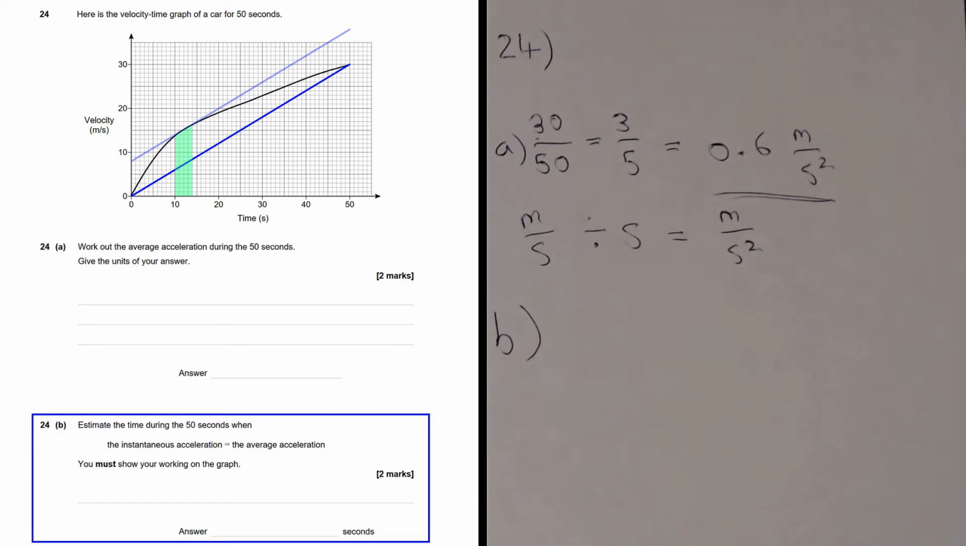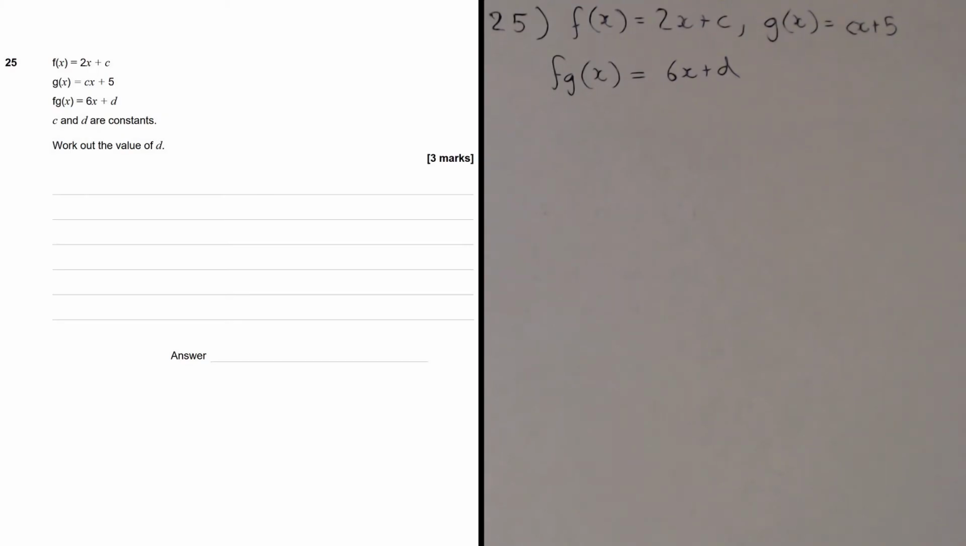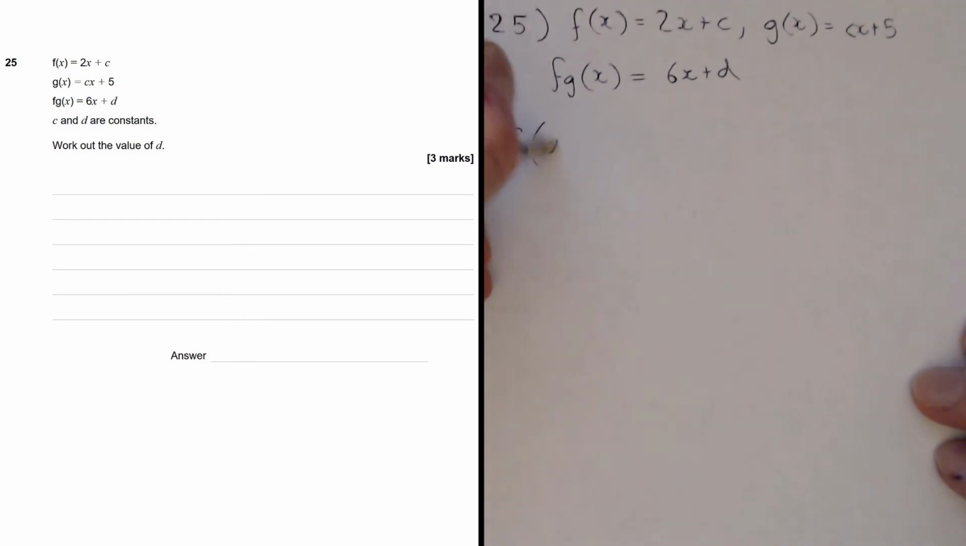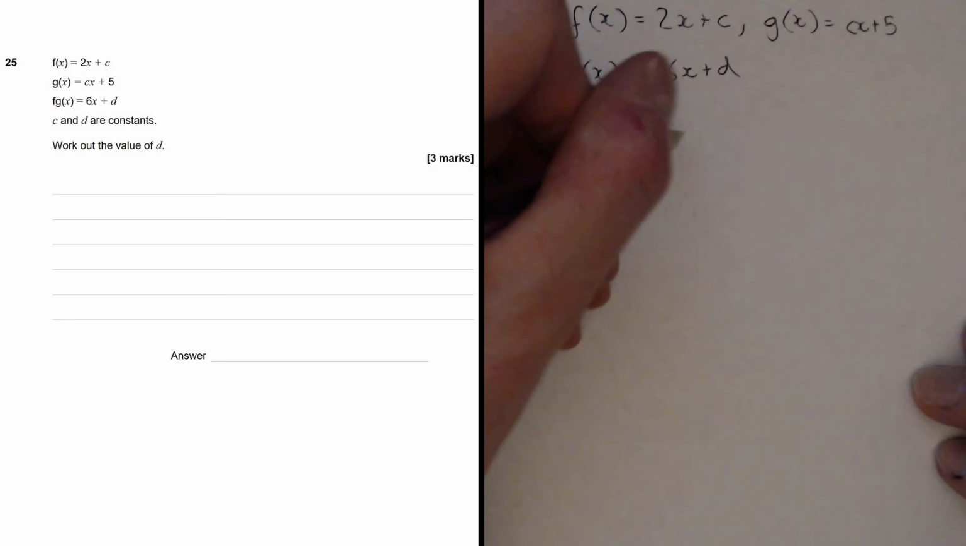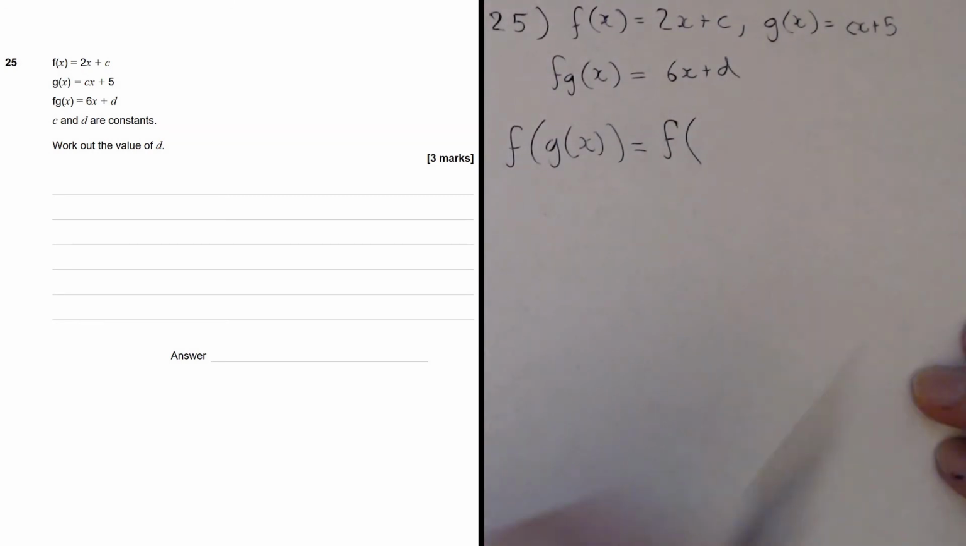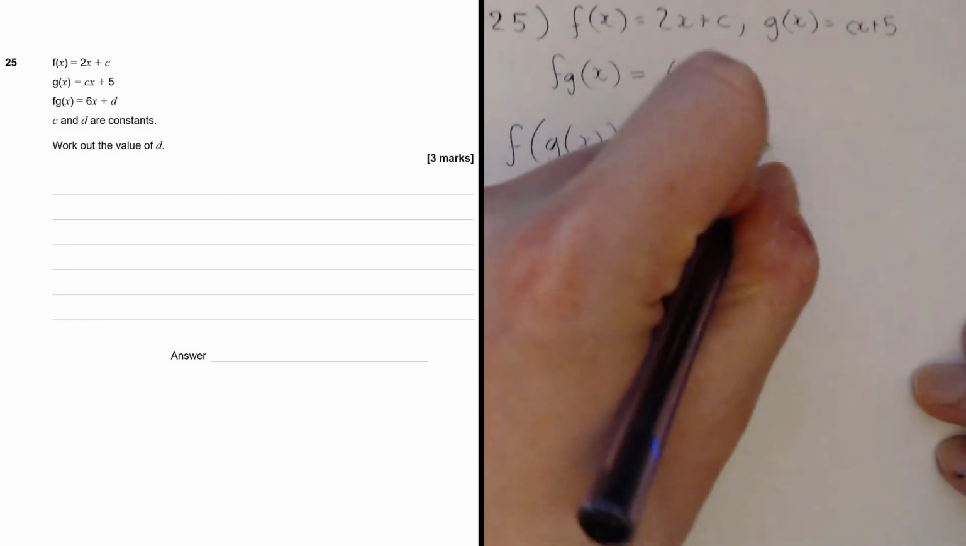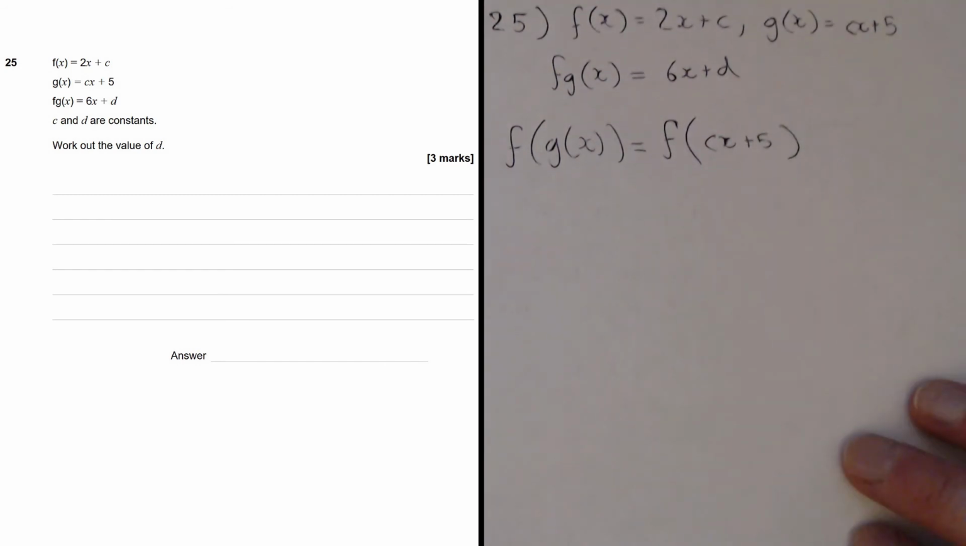In question 25 we are given three functions, f of x, g of x and fg of x. And we are asked to find the value of d. Well, fg of x is a composite function. That means we do g of x first, and then we do f of x. So we do g of x and then do f to it. So that's the same as doing f to g of x, which is cx plus 5.